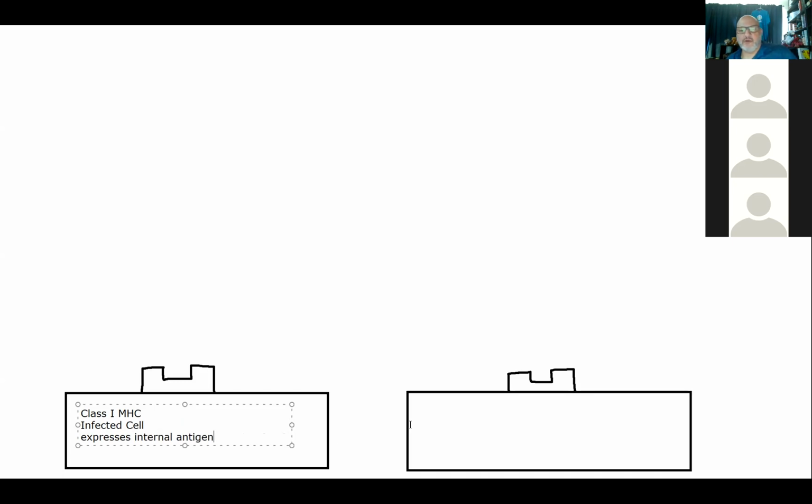Excellent. Over here, we have our class 2 major histocompatibility complex. What type of cells typically express these? There you go, our phagocytes. And excellent, you guys are anticipating my questions. I like that. Phagocytes, and it expresses external antigens. Perfect. So here we have our two classes, and let's go ahead and give them their foreign antigen, and we'll just make them squares because they're easier to draw.